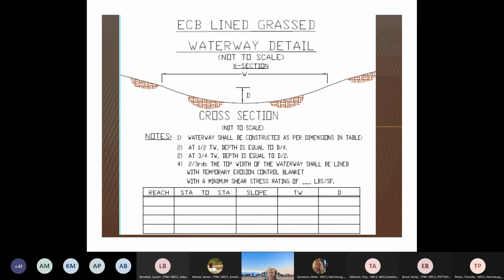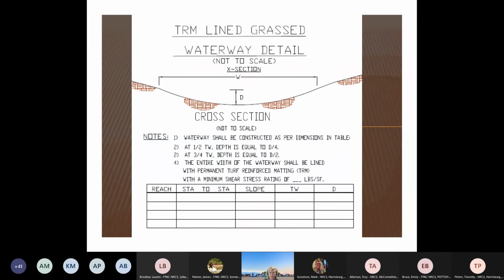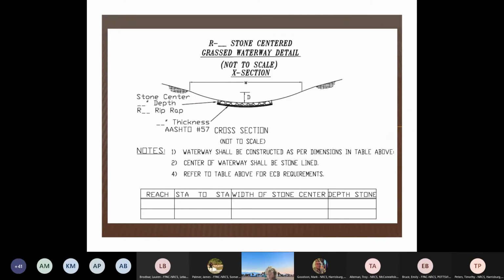The other thing is providing good details. What kind of erosion control blanket do you need? Or if it's a faster, more aggressive flow, you'll need a permanent lining. So we would provide what the lining would be and how wide it needs to be within the waterway. Sometimes we have a rock lined waterway.